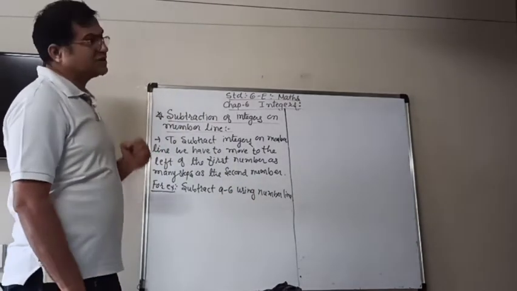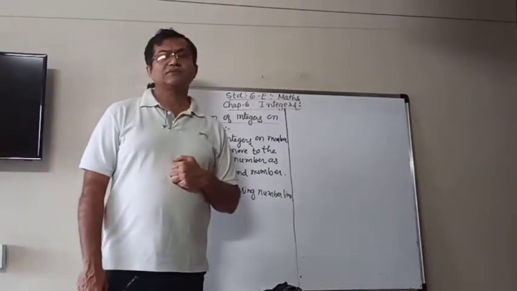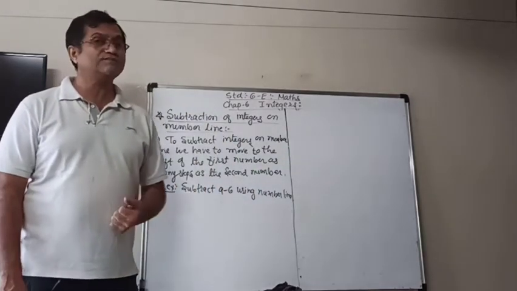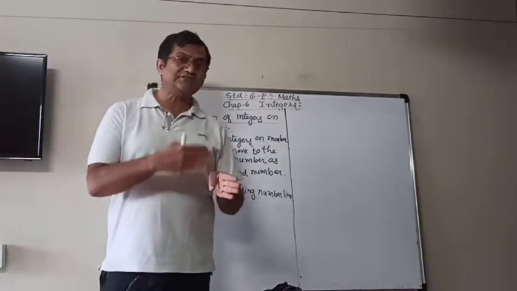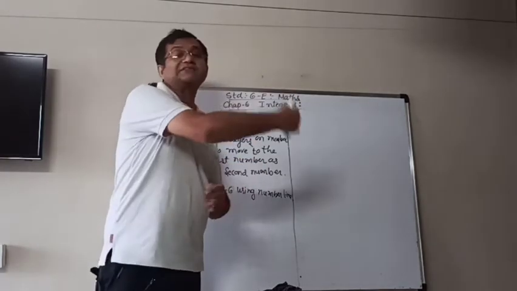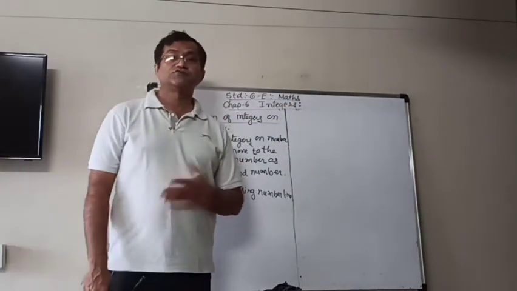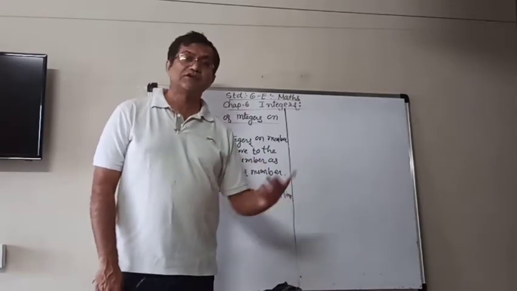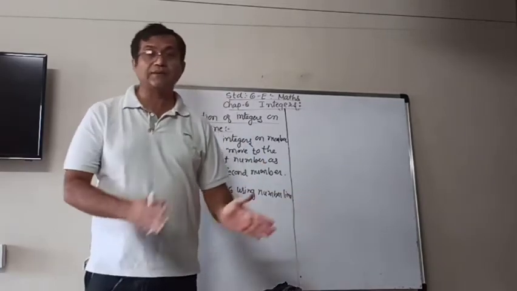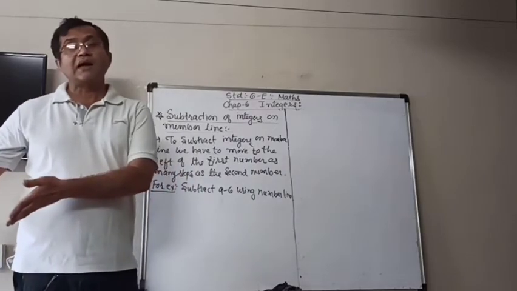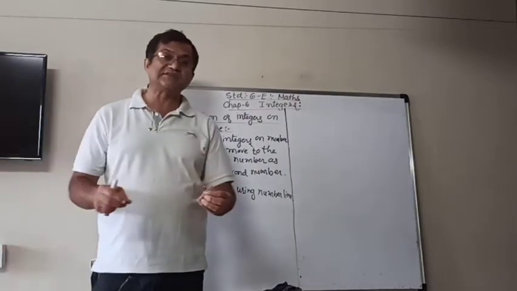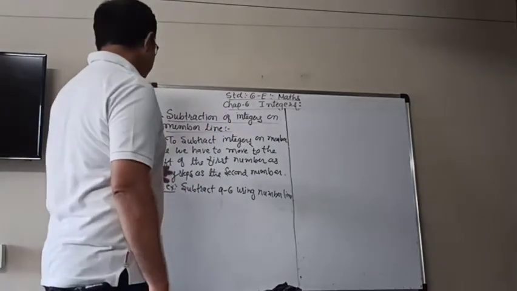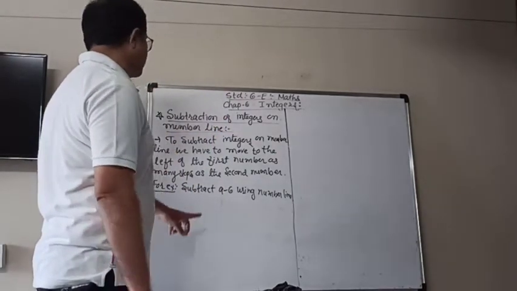So now, subtraction is the opposite of addition. What did we do in addition? In addition, we moved to the right side. So here it is the opposite. When we subtract a number, we start from the first number and then move as many places as the second number. So let us understand with an example.